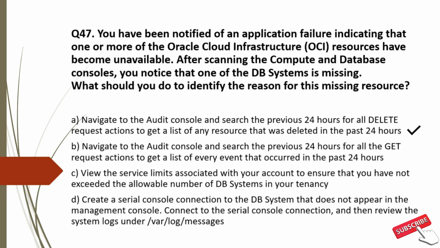Option B. Navigate to the audit console and search the previous 24 hours for all the get request action to get a list of every event that occurred in the past 24 hours. With get request, you won't get deleted event, so incorrect. Option C. View the service limits associated with your account to ensure that you have not exceeded the allowable number of DB systems in your tenancy. There is no issue with service limit, as it is already mentioned the resource is missing, which means it was there earlier but now deleted. Hence this is incorrect also.